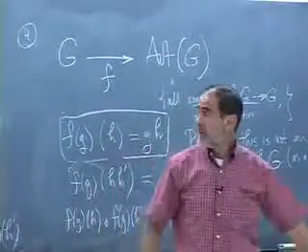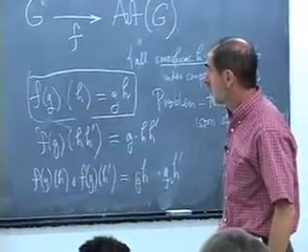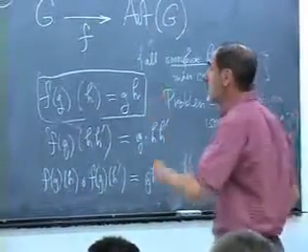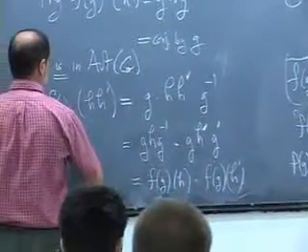Yeah? I'm sorry, you're concluding that it's an automorphism by checking that it's a homomorphism. You don't need to show bijectivity also? Ah, good point. So it's at least, sorry, this shows it's a homomorphism.